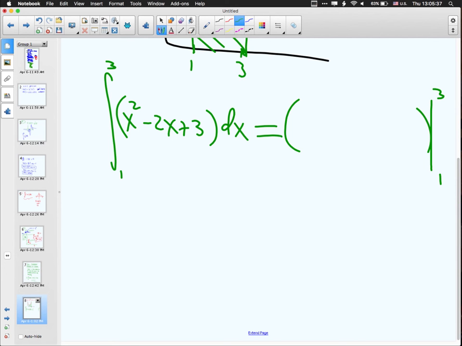So, what's the antiderivative? 1/3 x cubed, minus x squared, plus 3x, plus C. How are you going to get a number out of this? I haven't given you a starting function value or something. Well, let's see what happens.